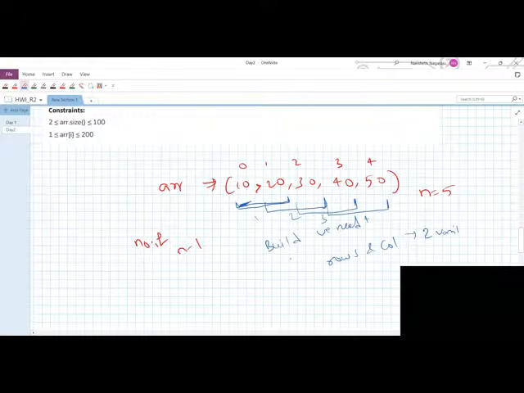And here, the sizes of those matrices will be in this way. For A, it will be 10 cross 20. For B, it will be 20 cross 30. For C, it will be 30 by 40.